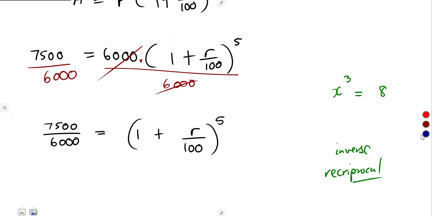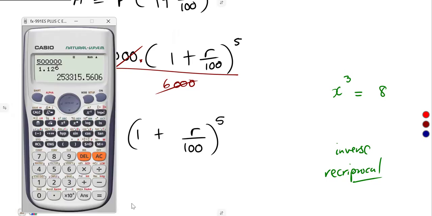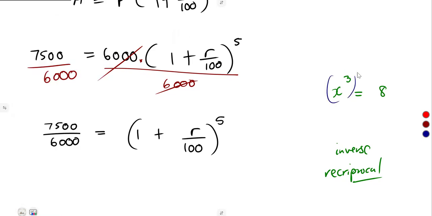So you ask yourself, the reciprocal of 3 is what? 1 over 3. So you raise it to the exponent of 1 over 3, this one also to the exponent of 1 over 3, to get rid of the exponent 3. It is the same thing. The whole bracket is raised to the exponent of 5.